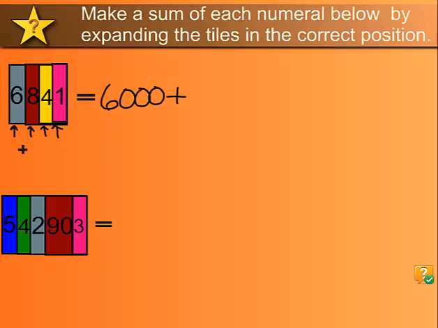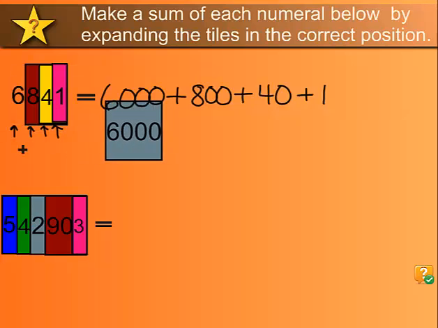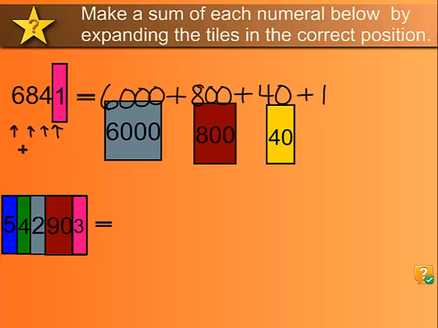plus the next number is an 8, and it's in the hundreds spot, so I have 8 hundreds. Plus the 4 is in the tens spot, so I have 4 tens, which equals 40, and I have 1. That is the expanded notation. Now if we look at the picture, we can expand it out, and we can take the 6,000 plus the 800 plus the 40 plus the 1 to get 6,841.